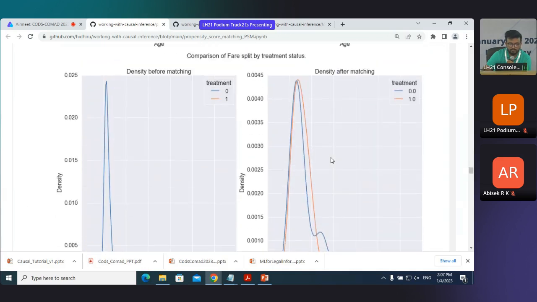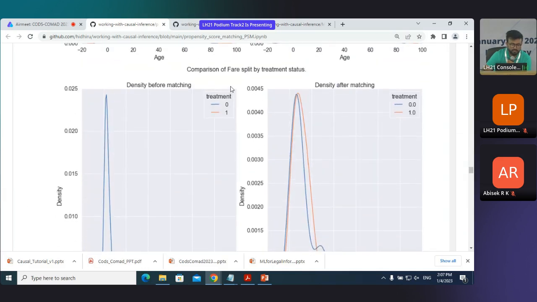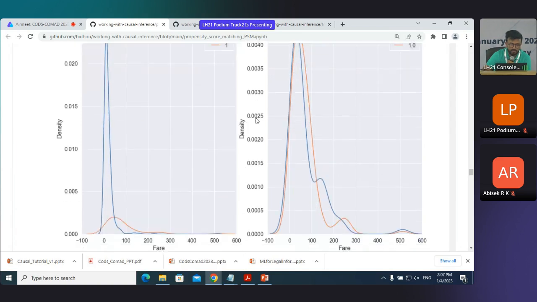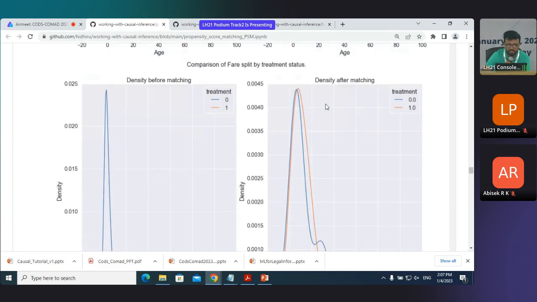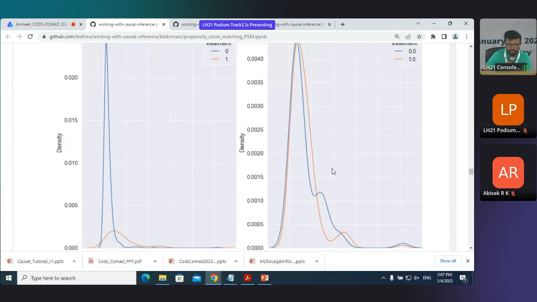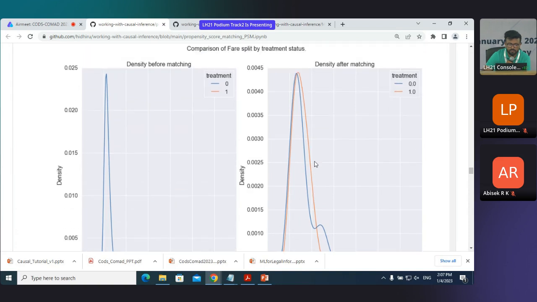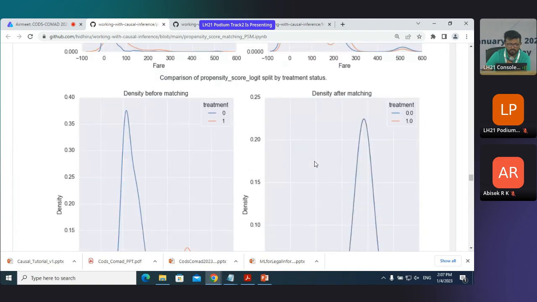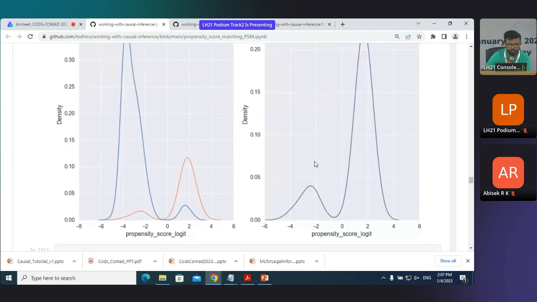We see a similar example based on fare. For fare, there was a huge imbalance between these two before we did the matching. After doing the matching exercise, the density looks like this, so we are very close by. Both of them are pretty close in terms of how the observations are. This is primarily the role of matching here.